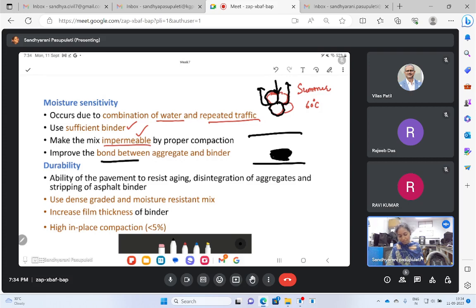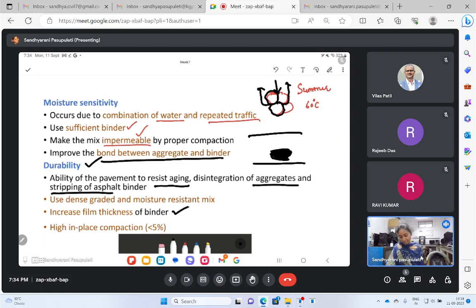And if we have a better bonding between the aggregate and binder, as we have already studied the mineralogy of the aggregates, so when we have a proper bonding between the aggregates and binder, the exposure of this mixture to the water will not affect much. And the durability is, when we subject this mixture to long aging, and also to water conditioning, and when the aggregates are subjected to stripping, how far it is able to maintain its performance. That is what durability is.